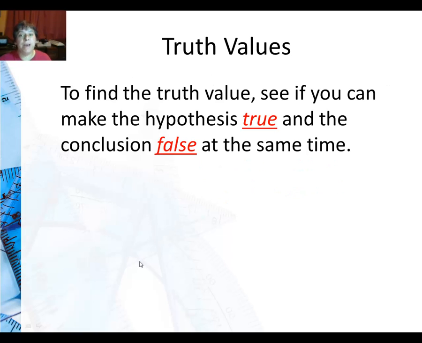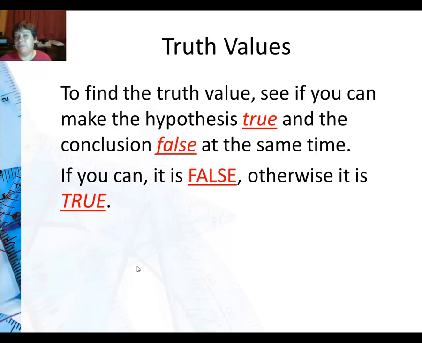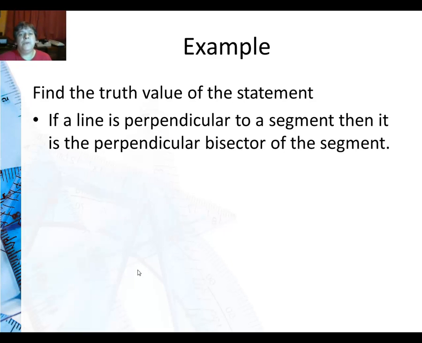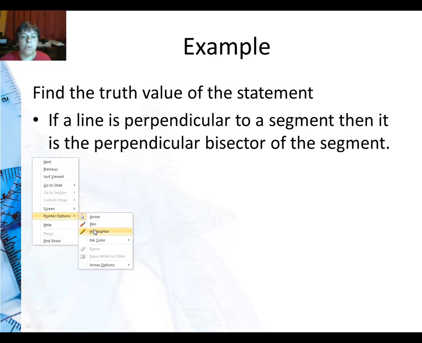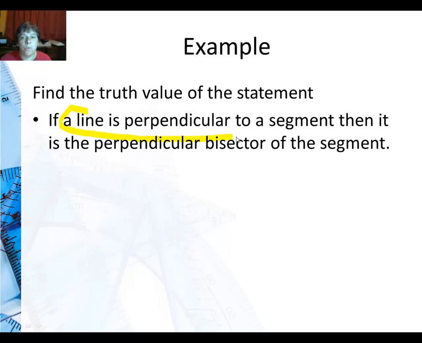Now, to find the truth value, see if you can make the hypothesis true and the conclusion false at the same time. If you can, it is false. But if you're not able to do that, if you can't make the hypothesis true and the conclusion false, then you have to assume that the statement is true, which might feel a little confusing. So, for example, if a line is perpendicular to a segment, then it is the perpendicular bisector of the segment. So I want to make this hypothesis true. I'm only going to look at instances where this is true. So a line is perpendicular to a segment.